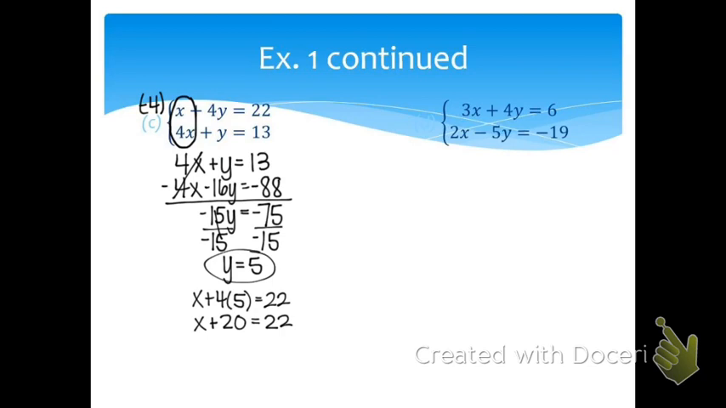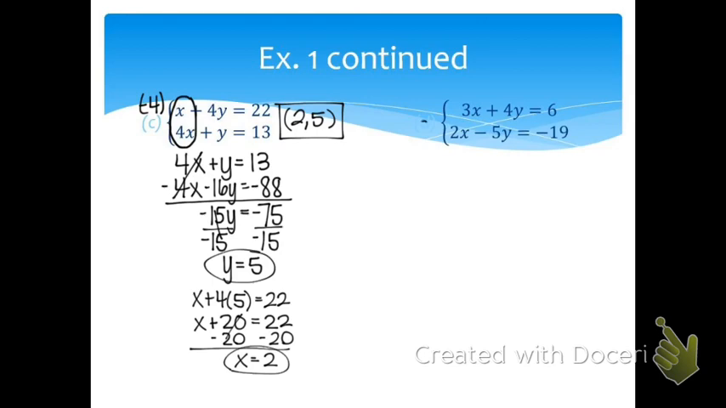And that equals 22. And then how do I solve for x? Anyone? Good. I subtract 20 from both sides, and so that makes x equal 2. So that makes my final answer what? 2, 5. The ordered pair 2, 5. And again, you can check it if you wanted to. Plug it into both equations and make sure it makes both of them true.